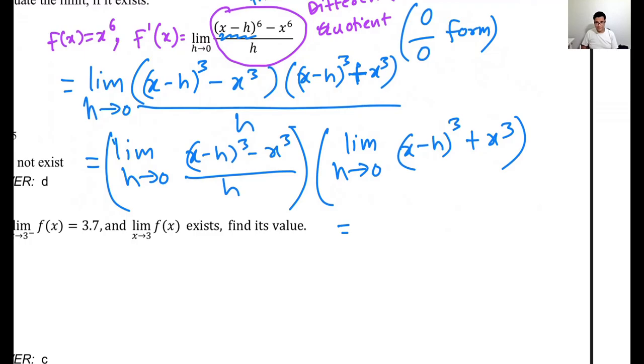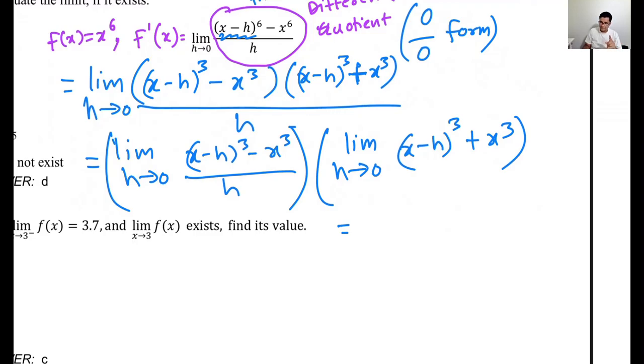So far so good. The second part, the second limit here, you don't have to worry. Let's focus on the left side. Again, if you plug in h equal to 0, it will be x cube minus x cube over h, right? So this time you have to use the a minus b whole cube formula. And that you should know.